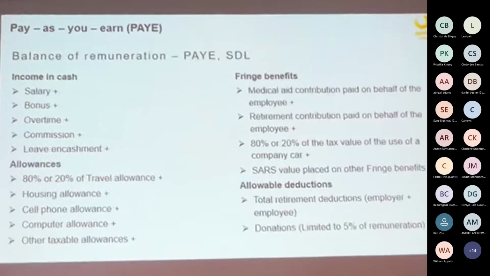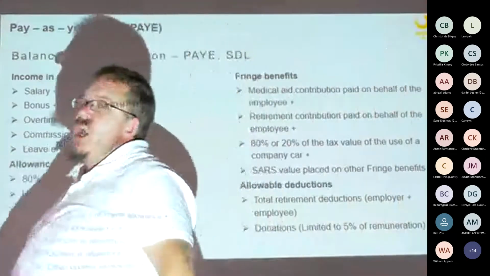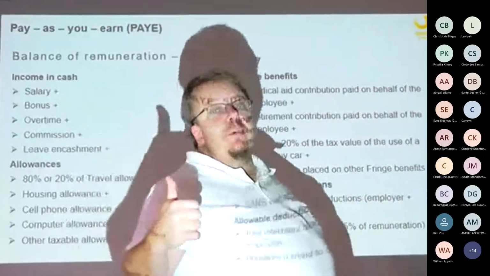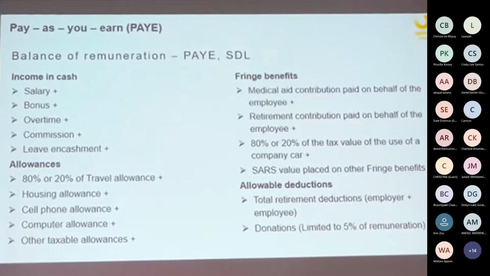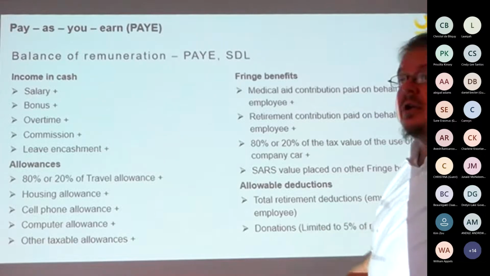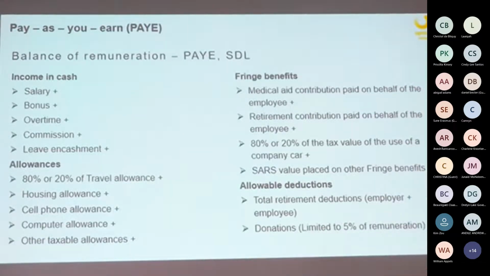Balance of remuneration. There are 3 types of balance of remuneration, or just called remuneration, which are your PAYE remuneration, your SDL remuneration, and your UIF remuneration. Your PAYE remuneration is what your PAYE is going to be based on. Your SDL remuneration is what your SDL is going to be based on. And your UIF remuneration is what your UIF is going to be based on.